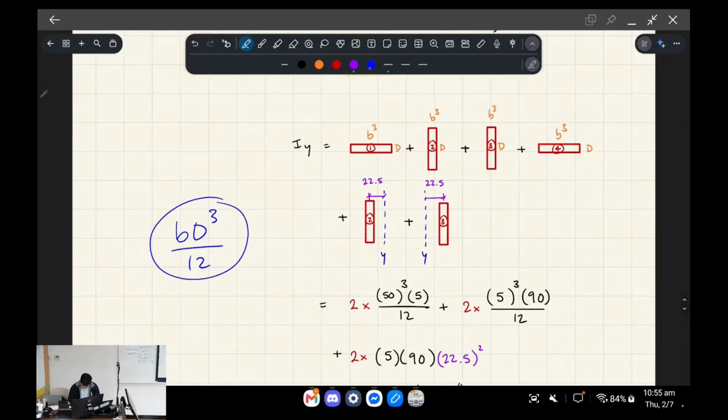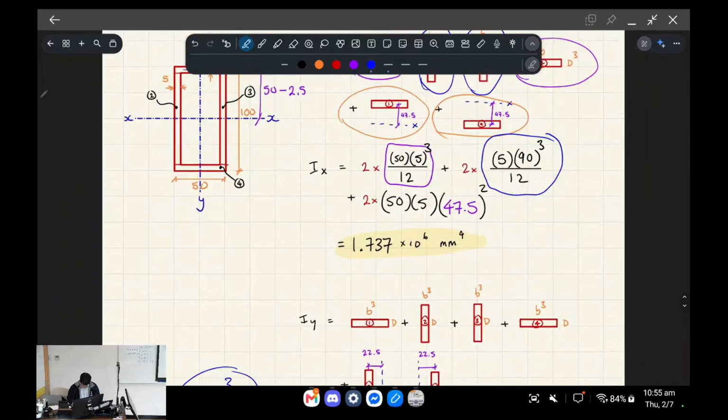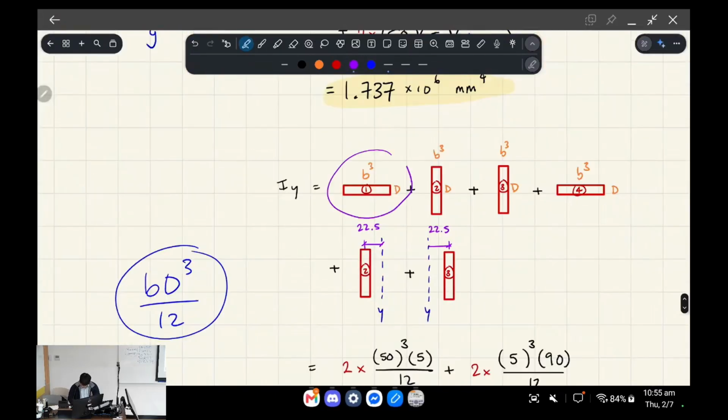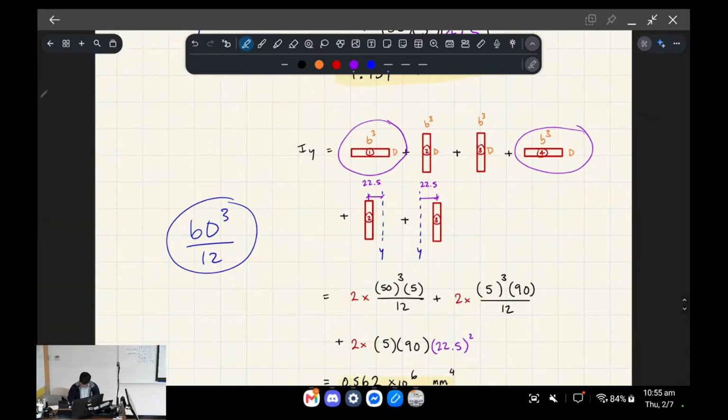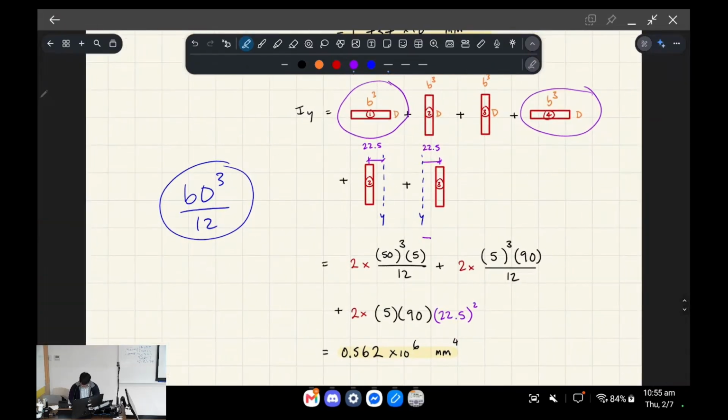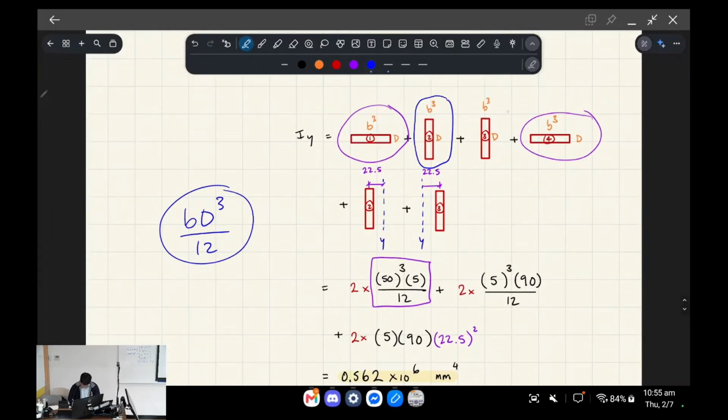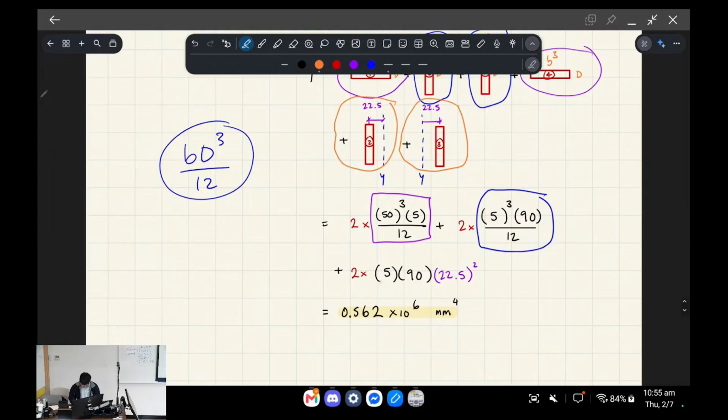All right, so just like before, we've got 2 lots of the horizontally orientated rectangle. So that's that. We've got 2 lots of the vertically orientated rectangle, which is that. And then we've got 2 lots of shifting, except now for shape 2 and 3. So now this is shape 2 and 3's area, and this is shape 2 and 3's shifting distance, right?